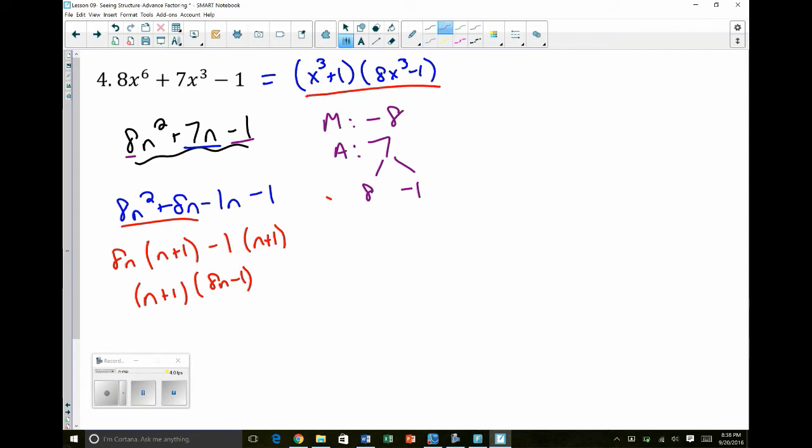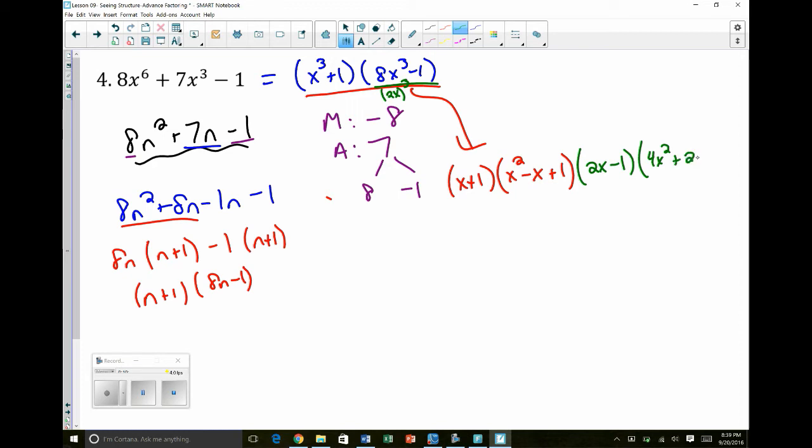Are we done? No. Hopefully you recognize both of these as the sum of perfect cubes and then the difference of perfect cubes. So that first term factors as x plus 1, it's the sum of perfect cubes, x squared minus x plus 1. And then the second term, well, that's 2x raised to the third power. That's 2x cubed. So I get 2x minus 1, same sign, times 2x squared, which is 4x squared, plus the product, plus 2x, always positive, 1. That's how I'm going to factor that expression completely.